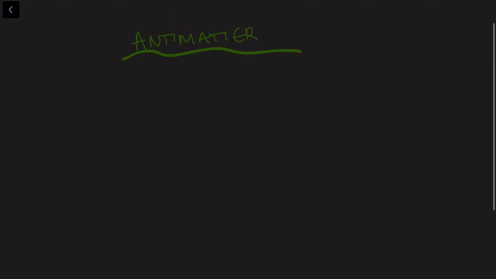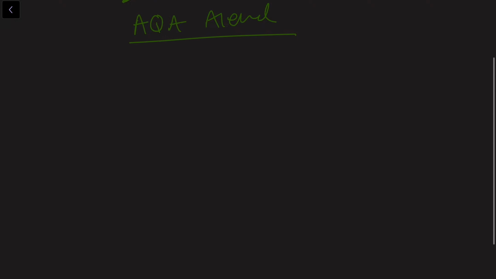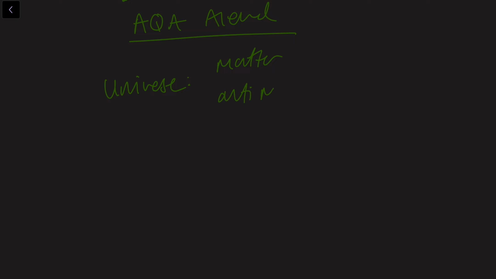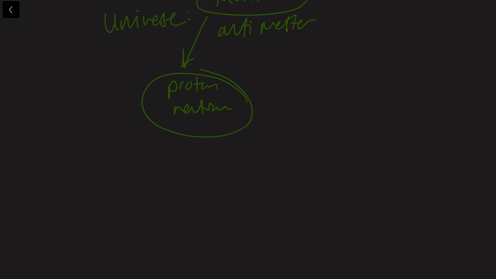Okay, welcome to today's video on antimatter, mainly looking at the AQA A-level syllabus. So we're going to go through what we can do on antimatter today. Basically, everything in the universe is made up of two things, matter and antimatter. By pure scientific convention, we only know about matter. So this is stuff like the proton, a neutron, and all of that kind of stuff, the electron, etc. So this is matter, okay?